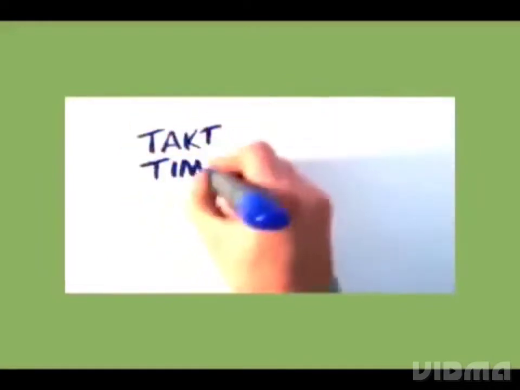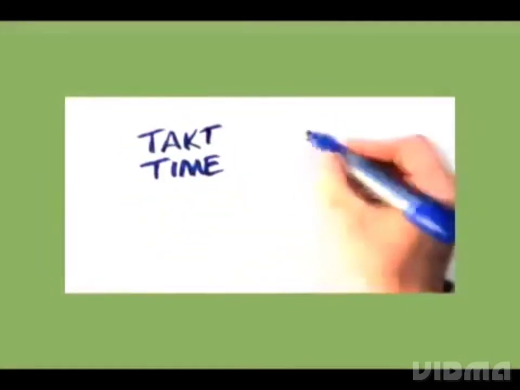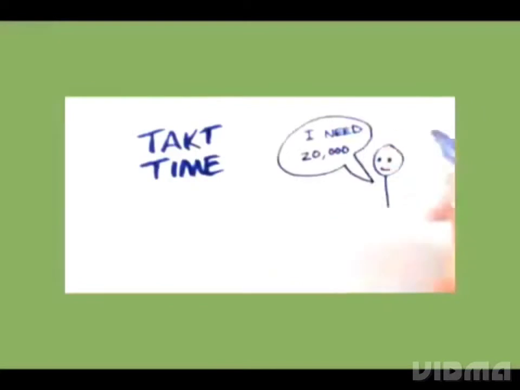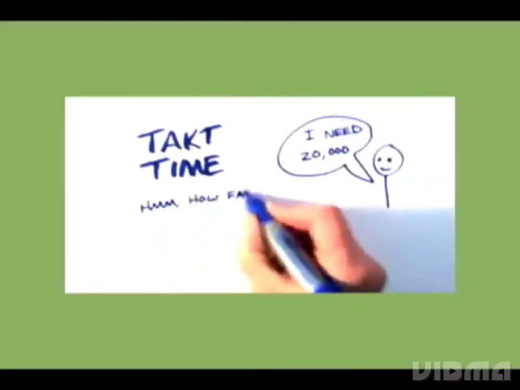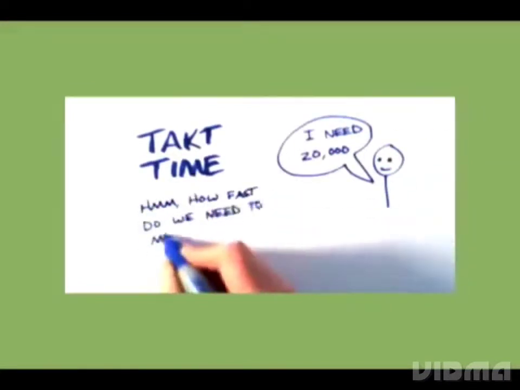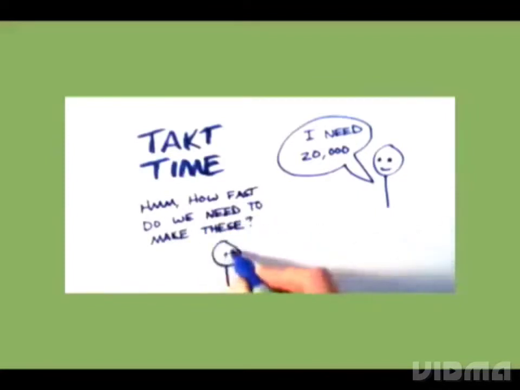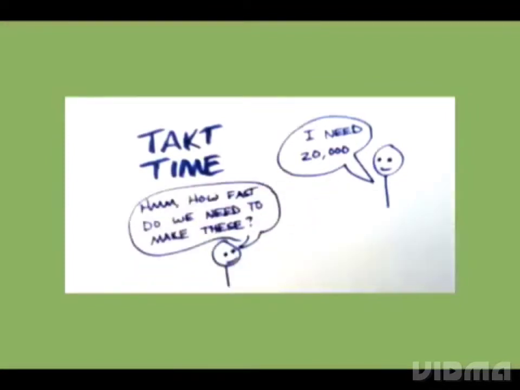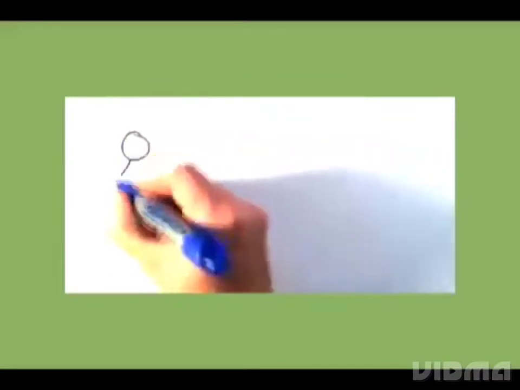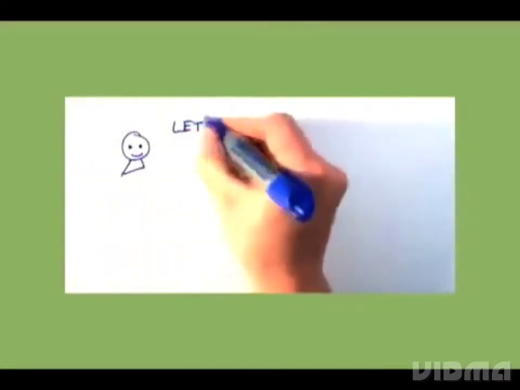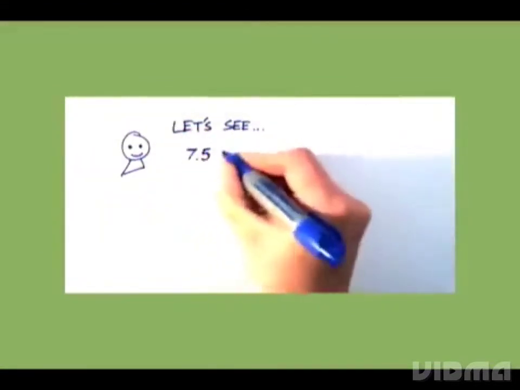First of all, let's look at takt time. Takt time is a calculated value that describes the theoretical demand rate of your customer. In other words, it is the rate at which you need to produce in order to meet their demand. Takt time is calculated by dividing your available production time by the number of units your customer needs.